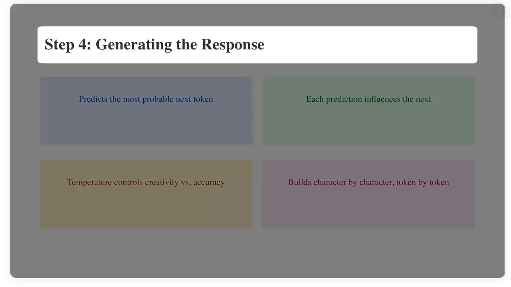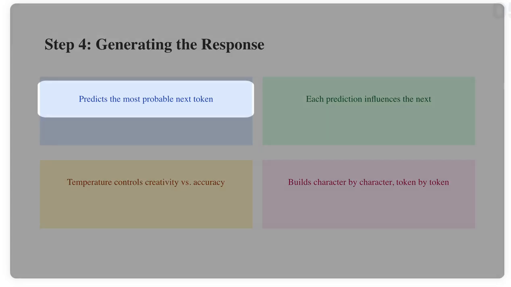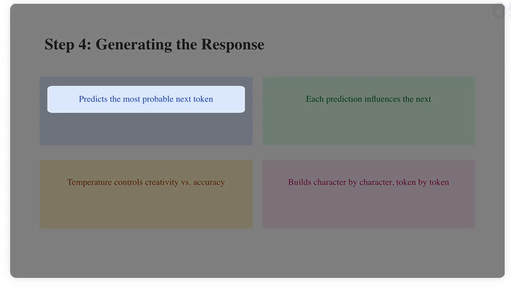So we've just covered how the neural network processes your message. Now we're at step 4, generating the response. This is where the magic happens, where all those predictions we just discussed turn into actual words you can read. The AI predicts the most probable next token.